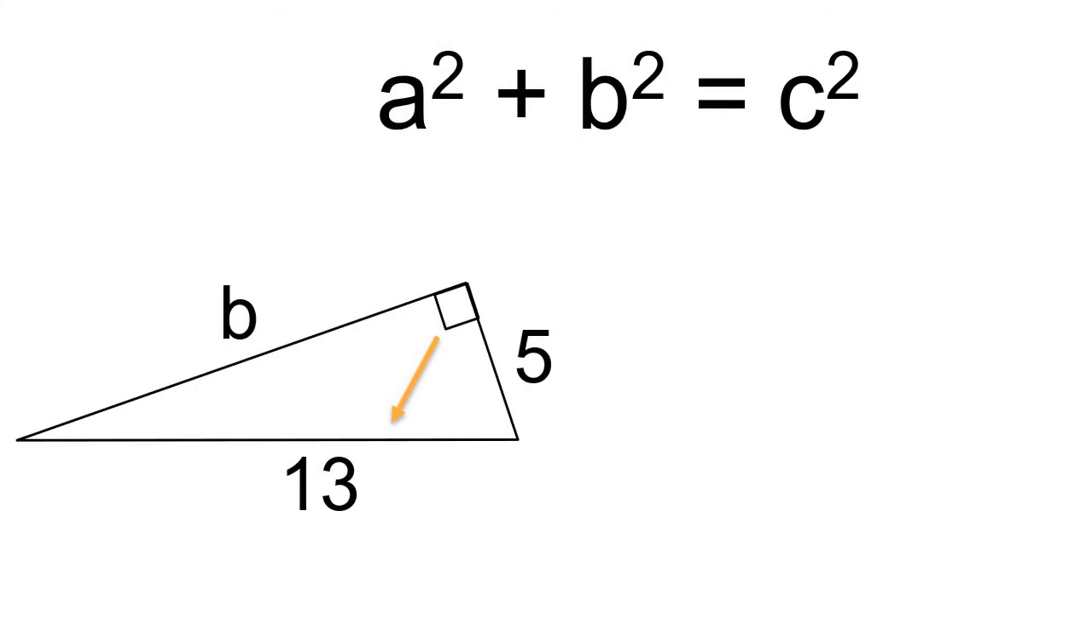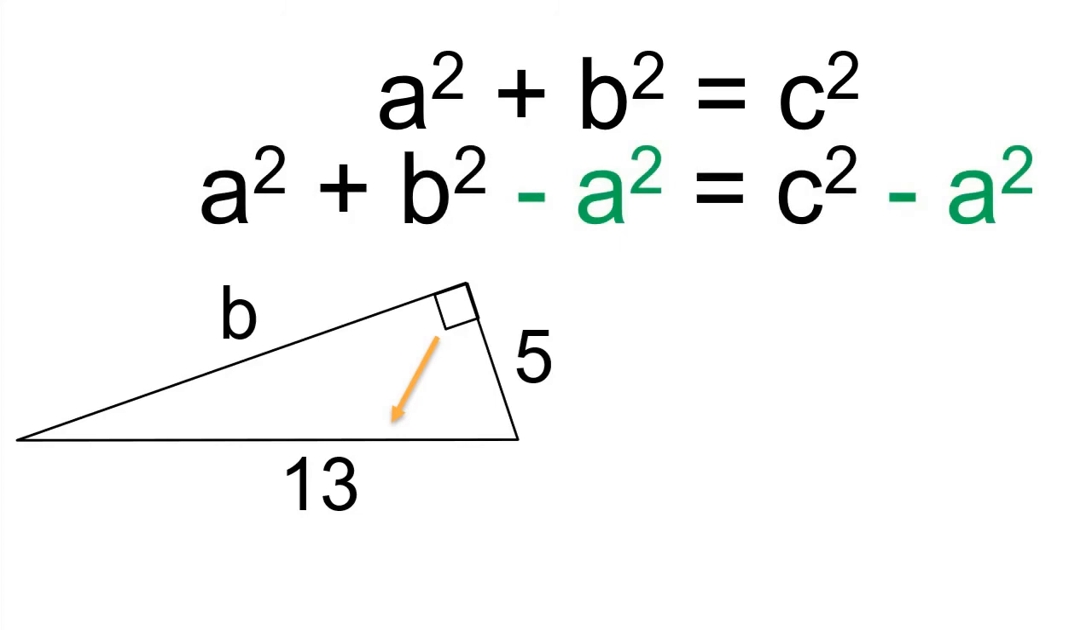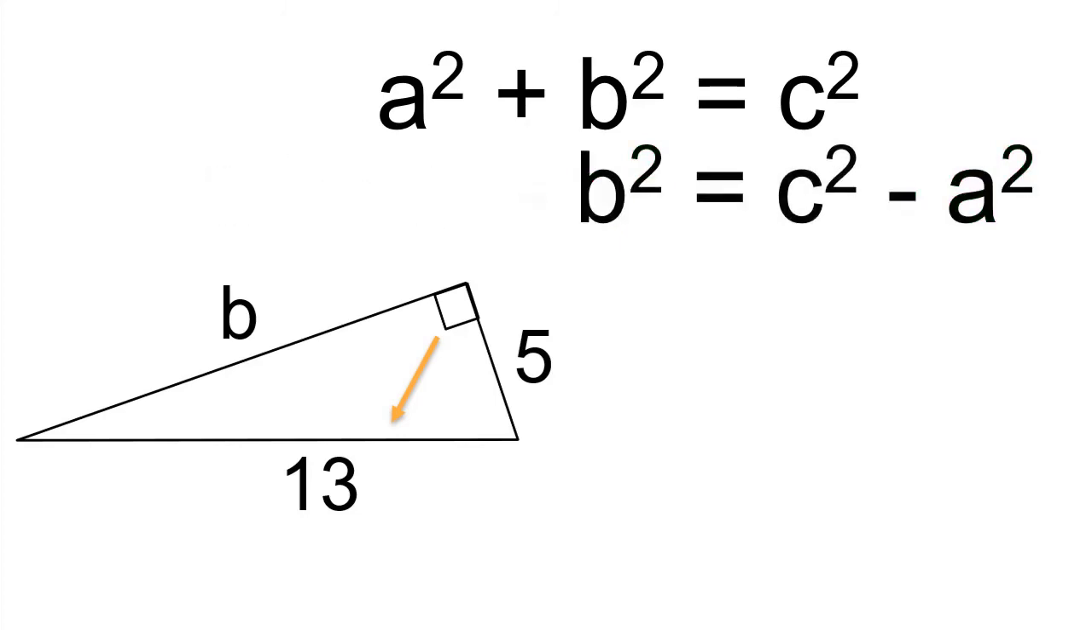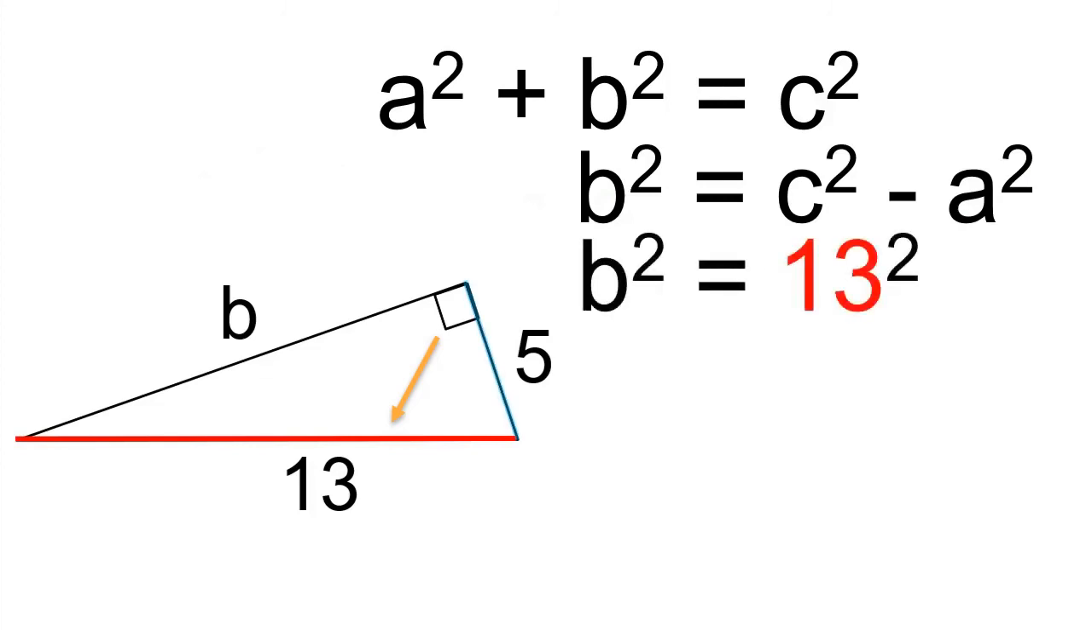Now we simply start off by writing our theorem, a squared plus b squared equals c squared. Now in this example, we're trying to figure out b, so we need to isolate b. And in order to do that, we can subtract a squared from both sides, and this leaves us with b squared equals c squared minus a squared. Now we simply take our c squared, which is 13 squared, and we take our a squared, which is simply 5 squared, and so we're left with b squared equals 13 squared minus 5 squared.